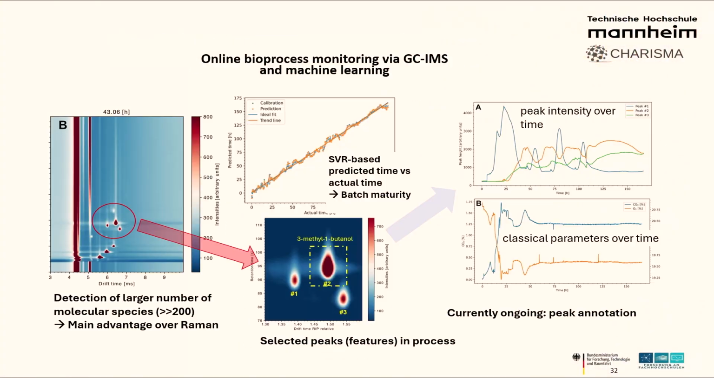And if you look at what you can do with that data now, you can model, you can do all the fancy stuff with that. You can do machine learning. This is a support vector regression, so a non-linear regression of batch maturity, so predicted time versus real time. So after a couple of runs, we can predict for that specific fermentation at what time it would be mature to harvest or stop or whatever you would do with that fermentation.